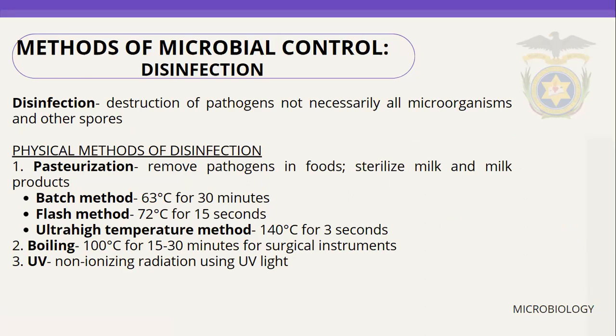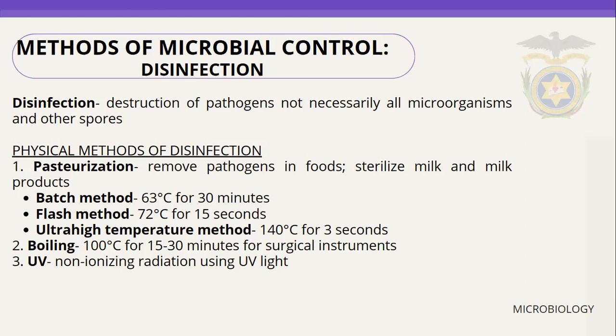Let's start with physical methods of disinfection. We have pasteurization that removes pathogens in foods, and it sterilizes milk and milk products. So we have three types: our batch method that uses 63 degrees Celsius for 30 minutes, our flash method that is used for 72 degrees Celsius for 15 seconds, and ultra high temperature method, which is used for 140 degrees Celsius for 3 seconds.